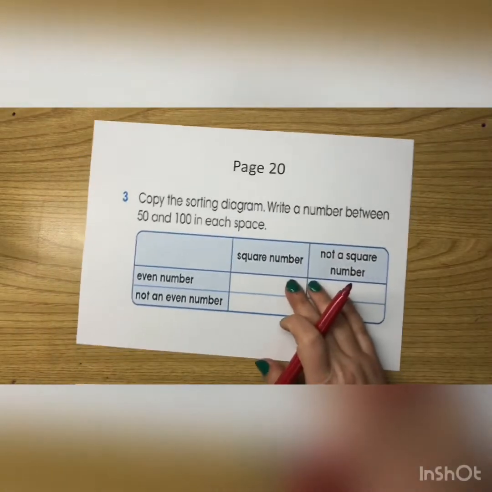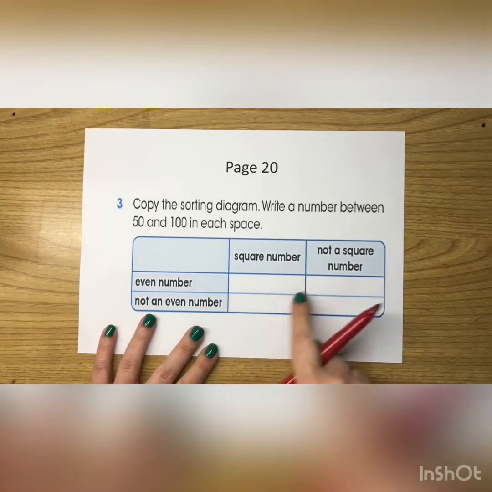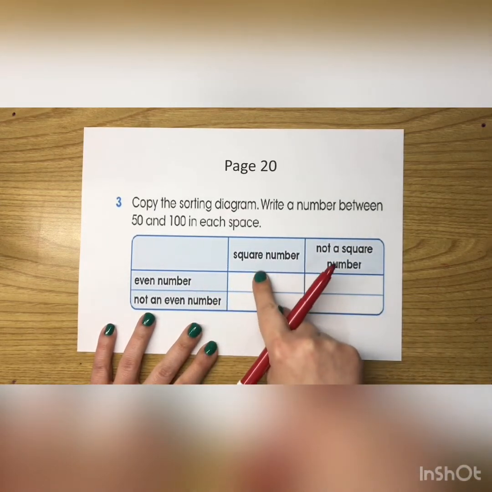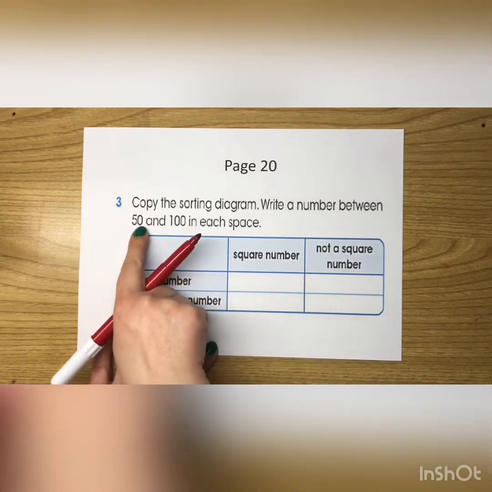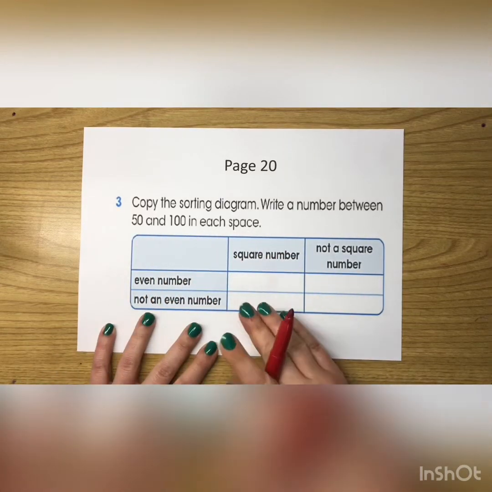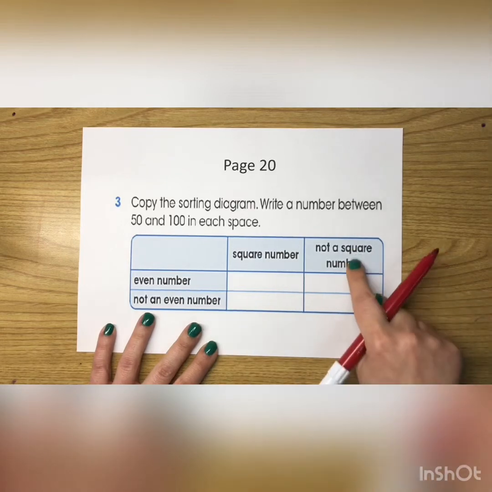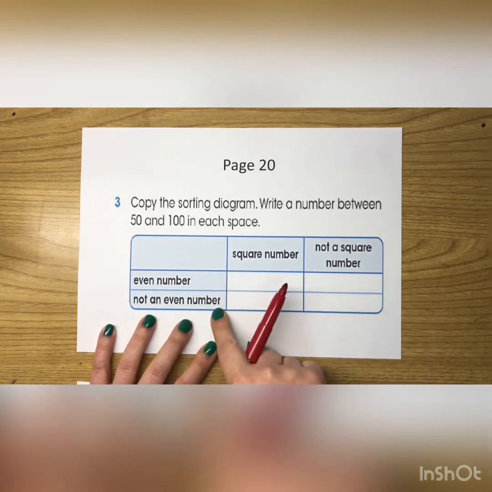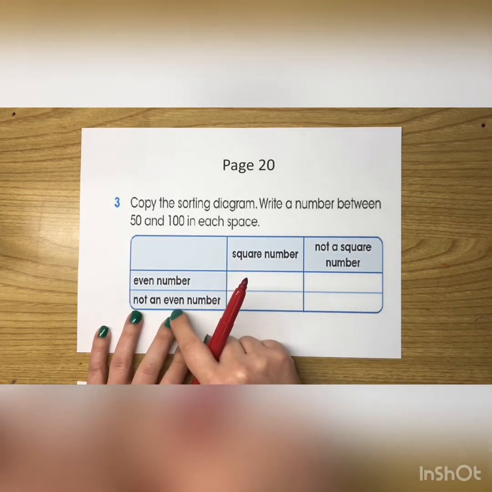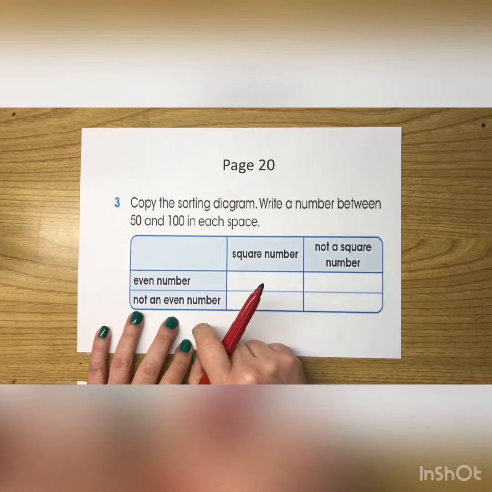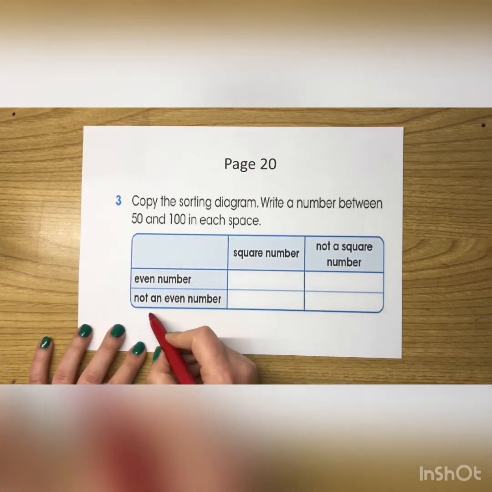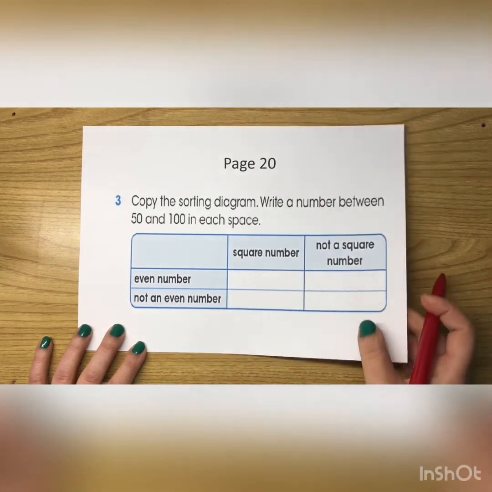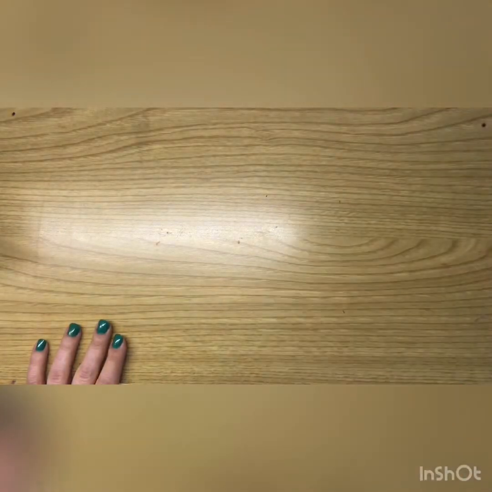It's going to be a homework. You have to fill in these empty cells with an even number and a square number at the same time, between 50 and 100 for each space. I'm going to wait for your answers. Here, not a square number, but an even. Not a square number and not an even number. What is the meaning of not an even number? Not an even number means it's going to be an odd number, guys. Okay, I'm going to leave it for you. I actually know odd numbers.